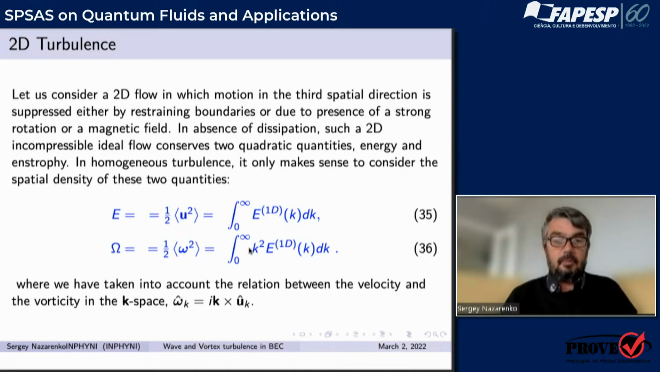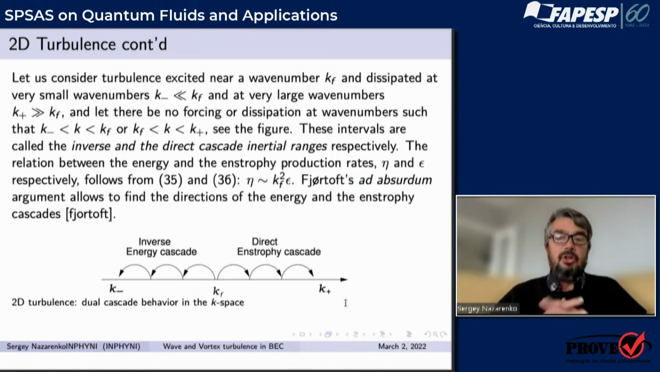So what does it mean in terms of the turbulence theory? Okay, so let's consider a simplified, idealized, classical picture, a kind of generalization of the Richardson-Kolmogorov picture, where I have in Fourier space forcing at some wave number kf, and I have dissipation, but now both at very large wave number, which I call k plus, and at very low wave number called k minus.